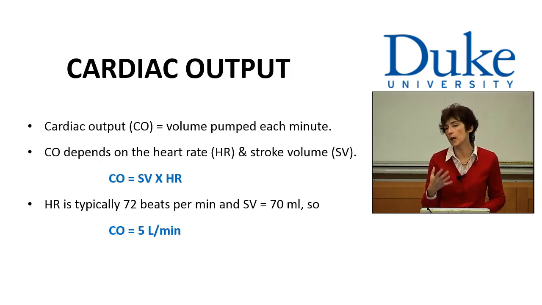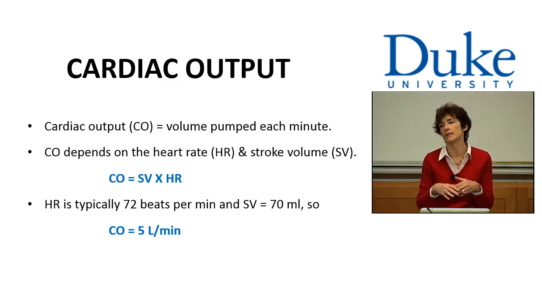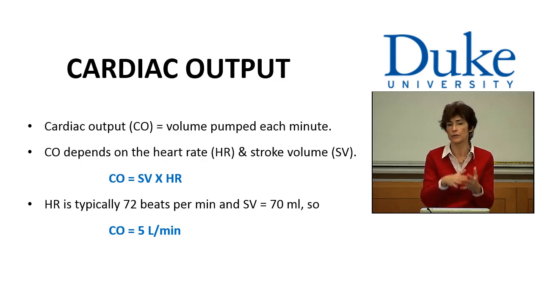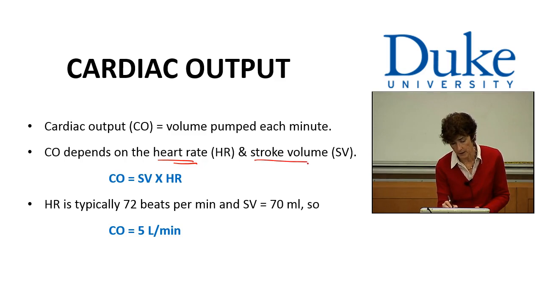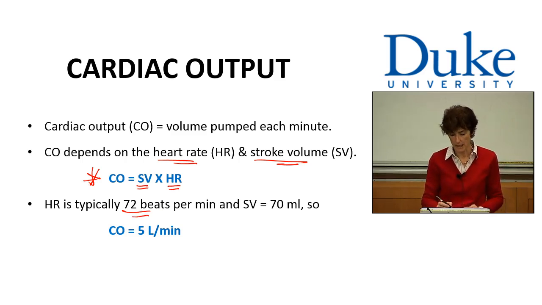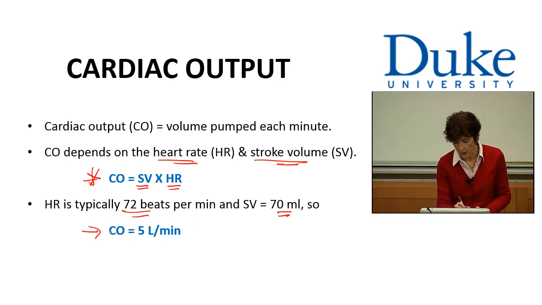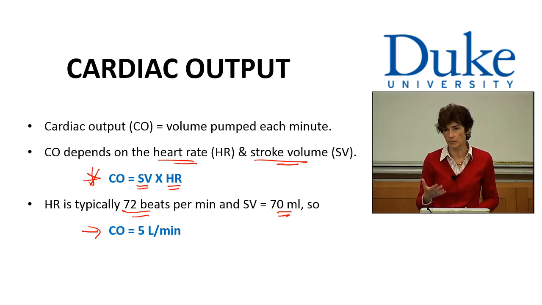Now, the cardiac output is the amount of blood that the heart is giving to provide enough oxygen for all of the tissues. And the cardiac output has to vary depending upon the demands of the tissues of the body. The cardiac output is the volume which is pumped per minute, and it depends on both the heart rate and on the stroke volume. So cardiac output is equal to stroke volume times heart rate. And we said that the heart rate was typically about 72 beats per minute, and that the stroke volume is about 70 milliliters, and so that means that the cardiac output is about 5 liters per minute.